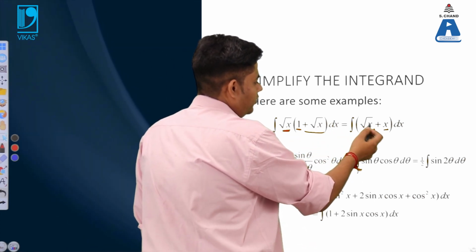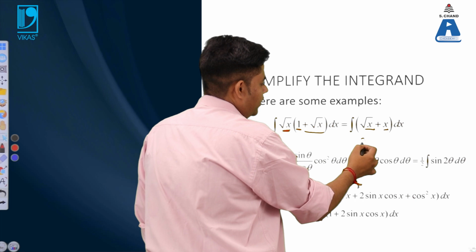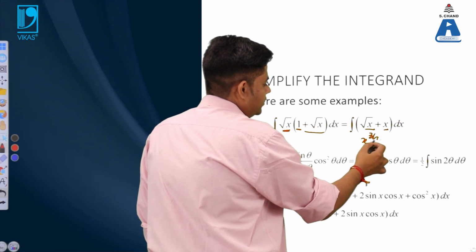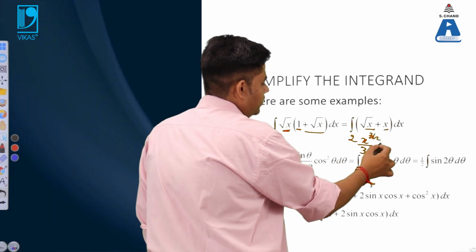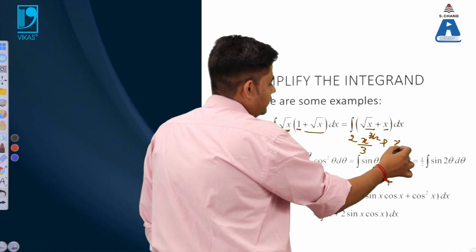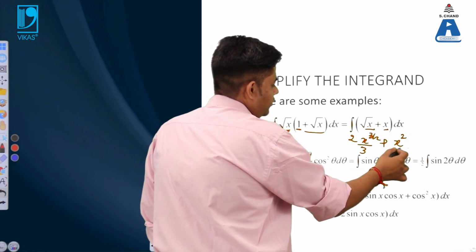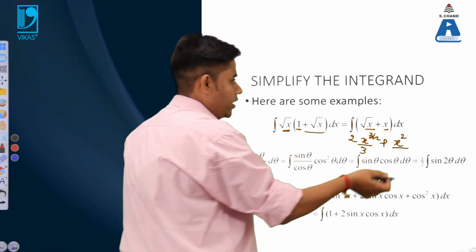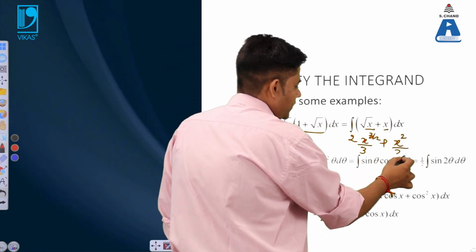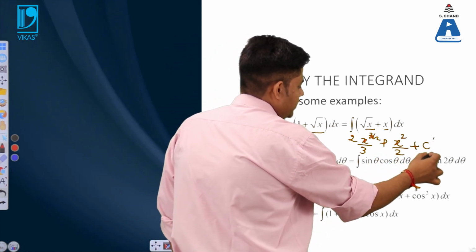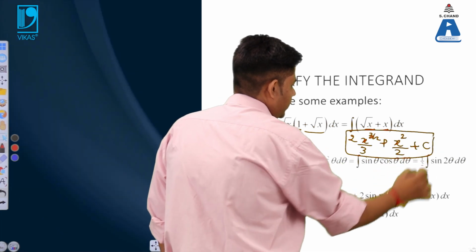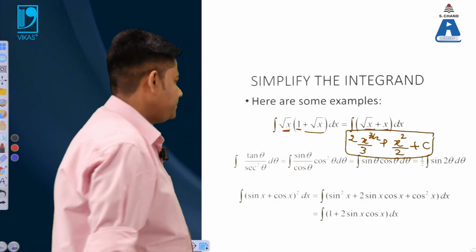So we have an integral of root x, that is x raised to the power half. The integral of this is x raised to the power 3 by 2 over 3 by 2. Plus, for x, we can use the formula x raised to the power n plus 1 over n plus 1. So x square by 2 plus c will be the final result of that particular integral.